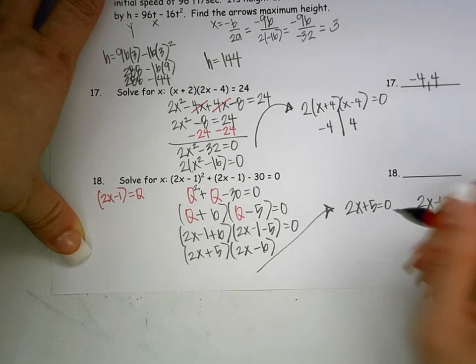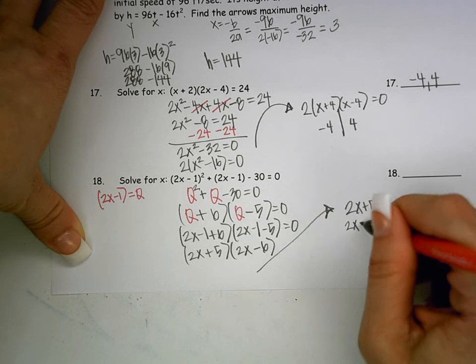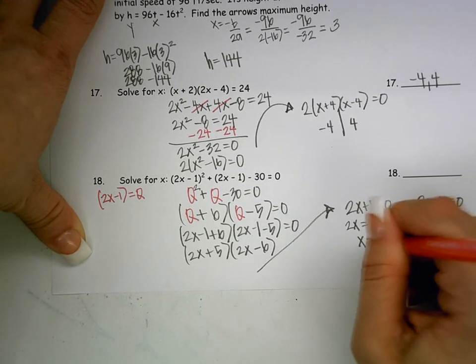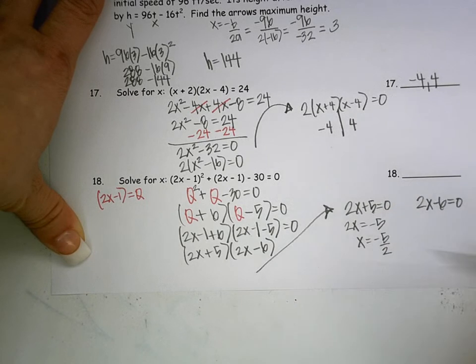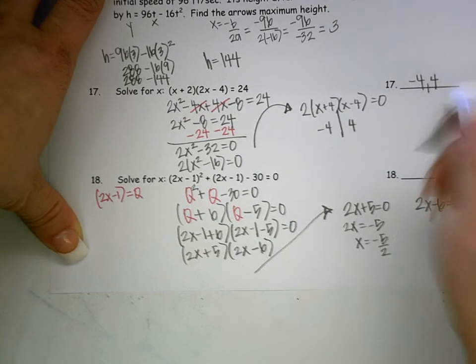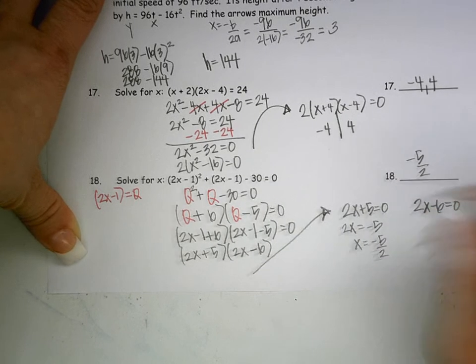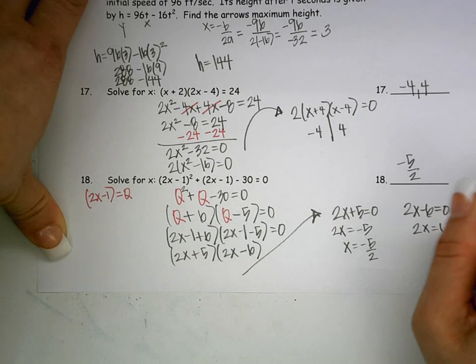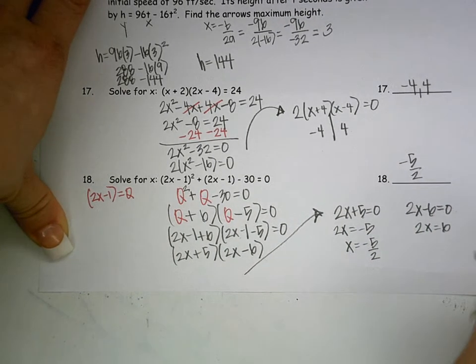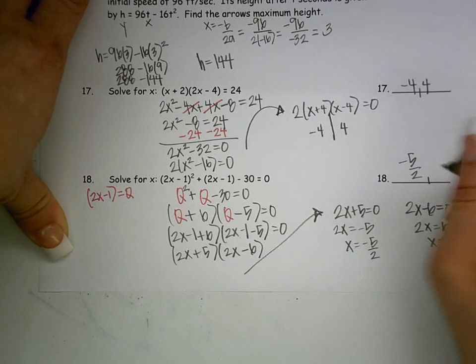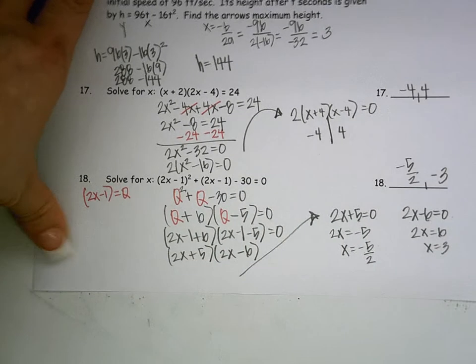If you move the 5 over, we get 2x equals negative 5. Divide both sides by 2. X is negative 5 over 2. That's one of your answers. Leave it like that because it is reduced. You don't have to change it to a mixed number. This one adds 6 to both sides, so 2x equals positive 6. Divide through by 2. X is 3. So two different answers. Negative 5 over 2, positive 3.